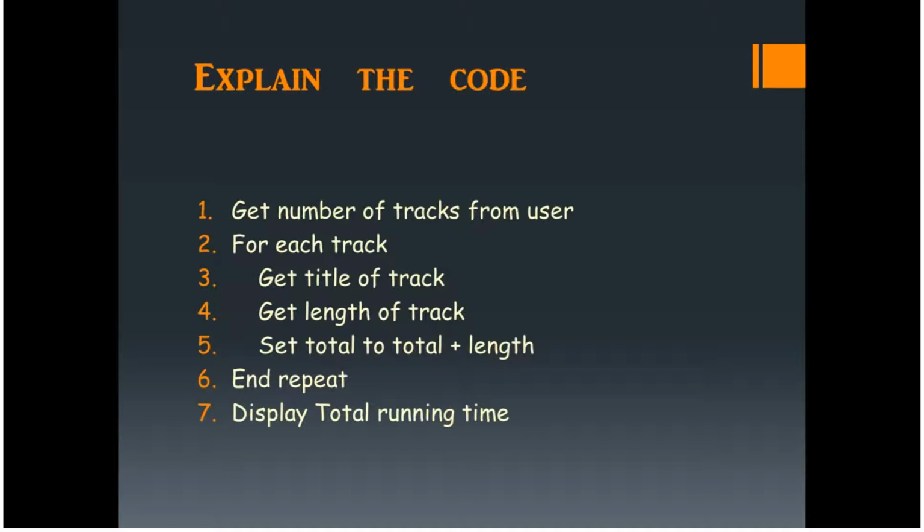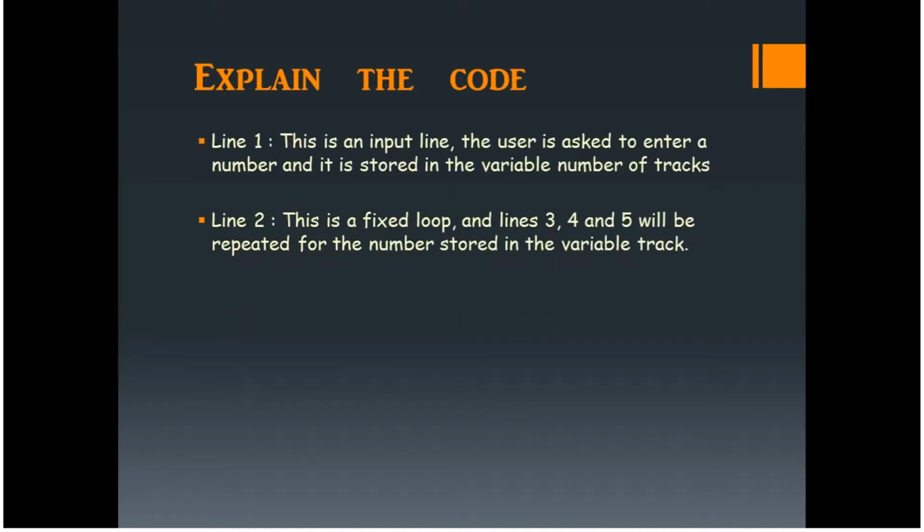So that means that I'm going to repeat lines 3, 4 and 5 for the number of tracks that I've got. So if the user input 5 tracks at line 1, I'm going to repeat lines 3, 4 and 5 5 times. If they input 20 number of tracks, I'm going to repeat lines 3, 4 and 5 20 times. So how would we write that down? Line 2, this is a fixed loop, and lines 3, 4 and 5 were repeated for the number stored in the variable track. Look at that, I'm talking about the data stored inside the variables. Remember, that's what they're looking for.